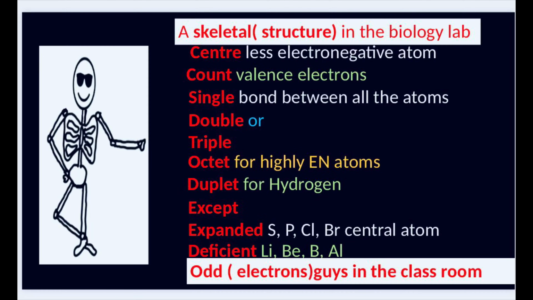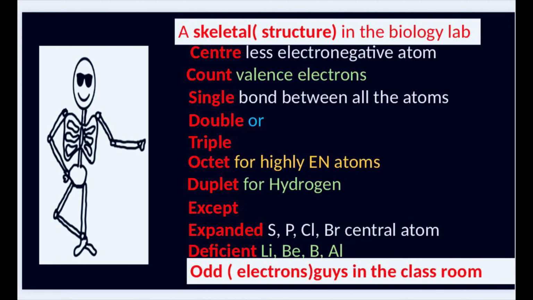But there are some exceptions. For expanded: sulfur, phosphorus, chlorine, bromine, they all are non-metals in the third period. After the third period there is availability of d orbitals, isn't it? So they can expand. Expand means they can have more than 8 electrons in their valence shell. Then deficient: lithium, beryllium, boron, aluminium. They have valence electrons less than 4, so they can have less than 8 valence electrons.